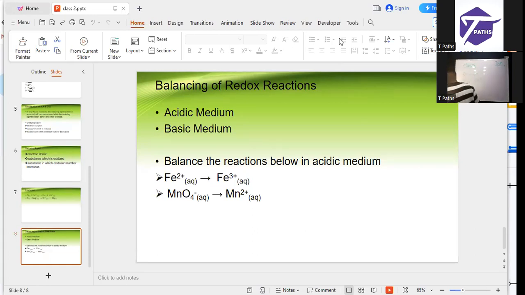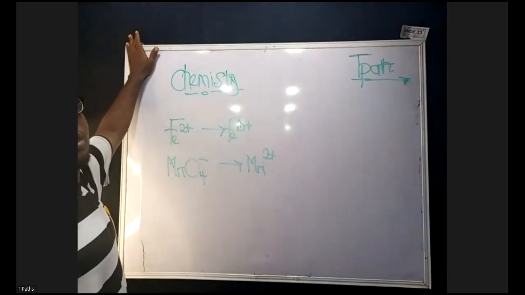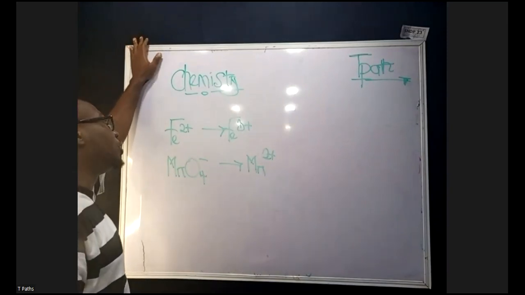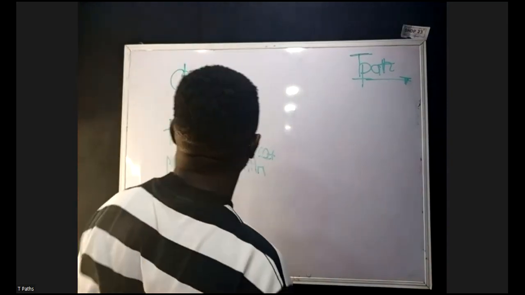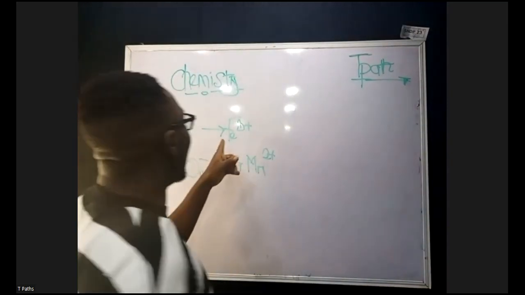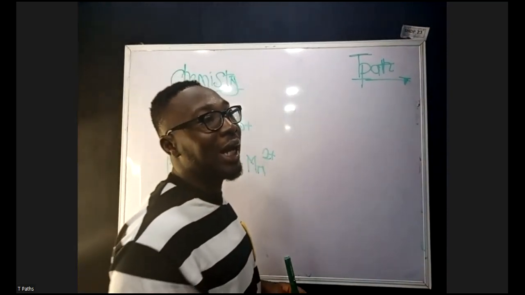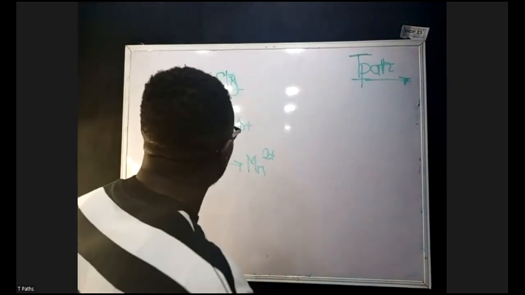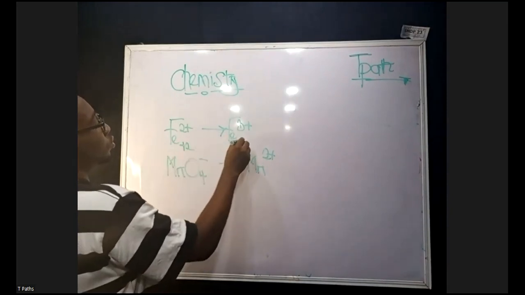Now, the first thing to do for balancing is to first identify the oxidation half cell equation and the reduction half cell equation. I'm very happy that earlier in the class we talked about something like that. So I have Fe2 plus, I have Fe3 plus. Now from 2 plus to 3 plus, we can clearly say that that is an increase in oxidation number. So plus 2 to plus 3.